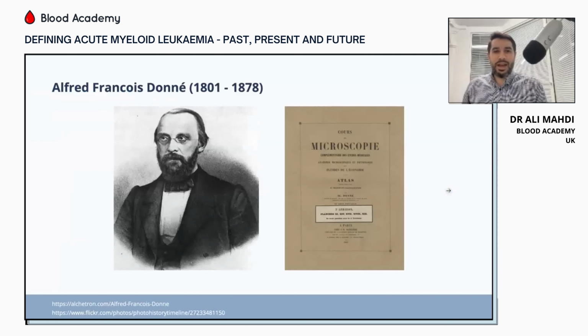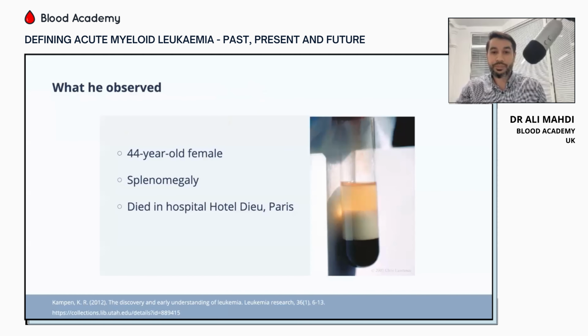So let's start back in the 1800s, and we'll start with a chap called Alfred Donnet, who was a French physician. He was based in Paris, and he really was the father of being able to take pictures down the microscope. He was also famous for various other things, including highlighting various different bacteria. But he really started the process in terms of thinking where leukemia actually developed from.